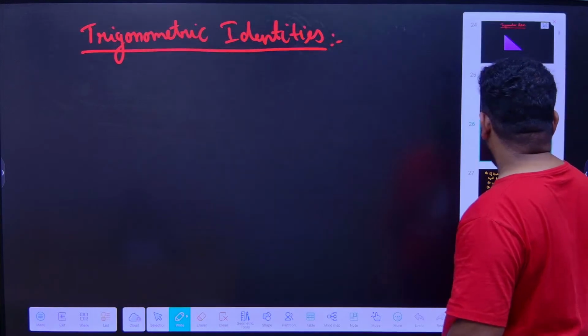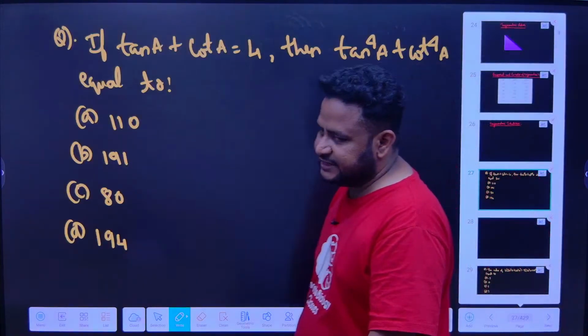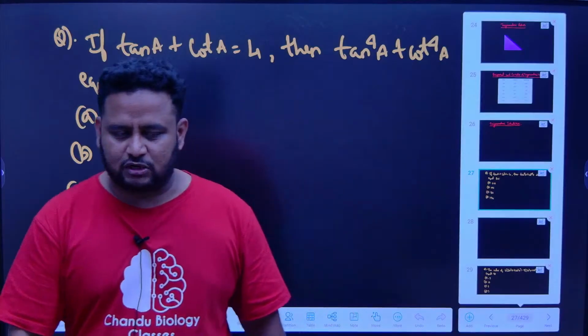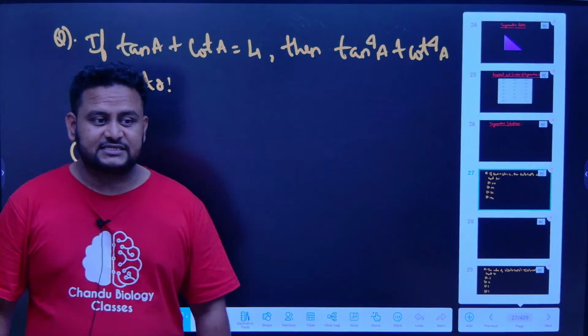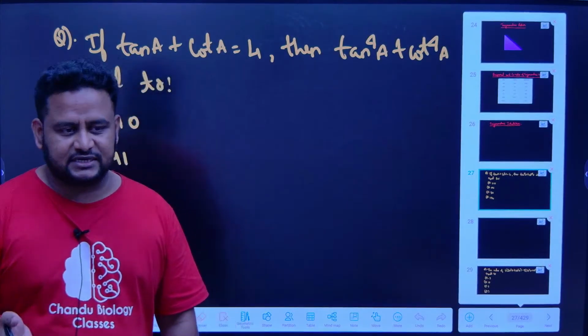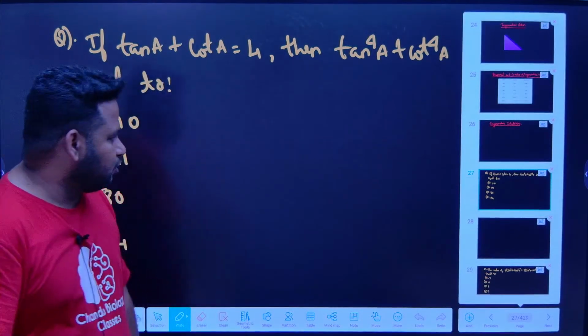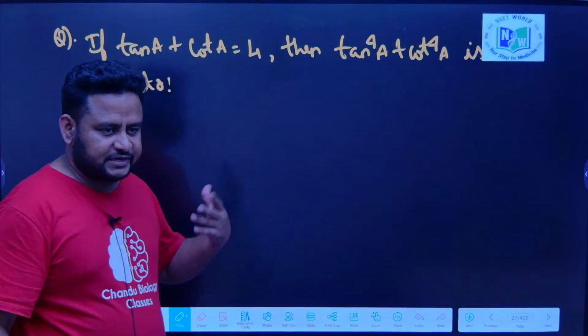Also we learnt very important trigonometric identities, that is sin square theta plus cos square theta is equal to 1, 1 plus tan square theta is equal to secant square theta, 1 plus cot square theta is equal to cosecant square theta. Now based on that we solved some previous year questions also.